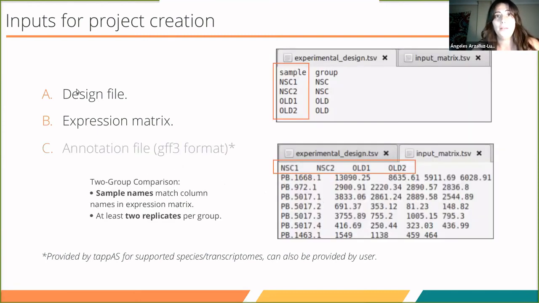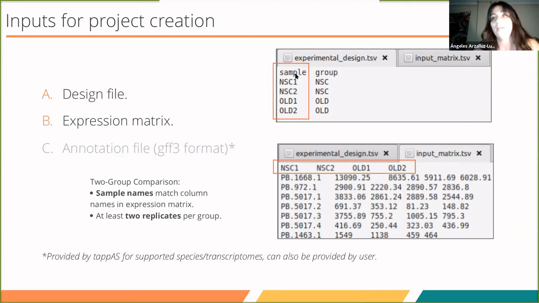The design file is a small text file specifying the names of the different samples and the conditions that they correspond to. In the case of this tutorial, we're gonna work with this data set, which contains two conditions, which are neural precursors and oligodendrocytes. And it's very important to note that tappAS requires at least two replicates per condition.